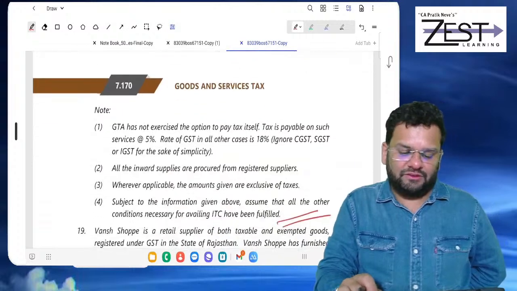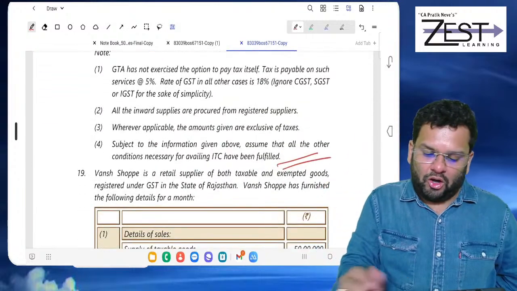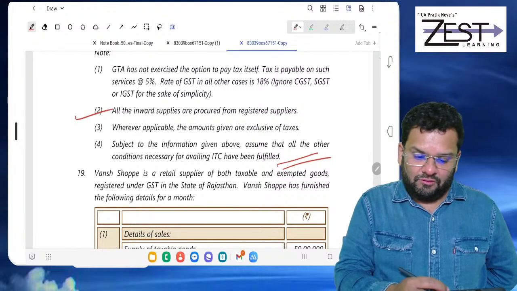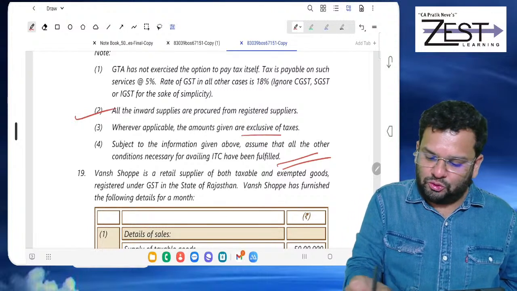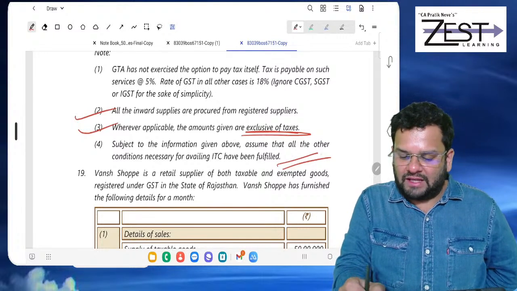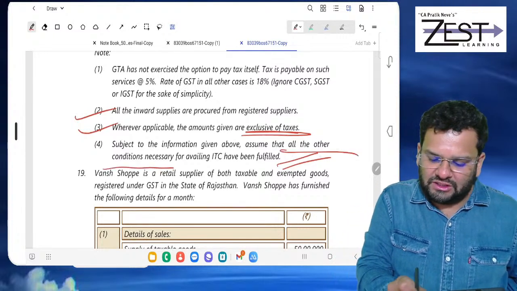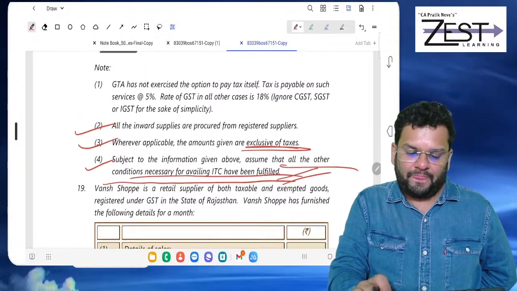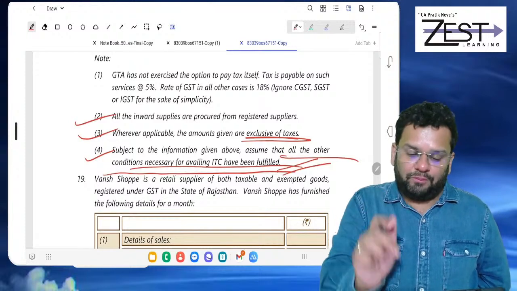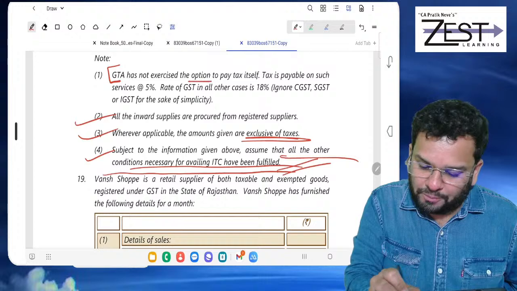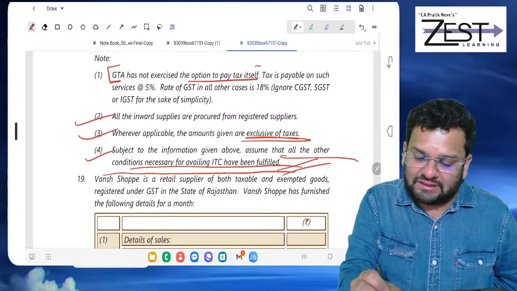And some other information is given. All inward supplies are procured from registered suppliers. Wherever applicable, amounts are exclusive of taxes. Subject to information given above, assume that all other conditions necessary for availing ITC have been fulfilled. And one point, GTA has not exercised the option to pay tax itself.